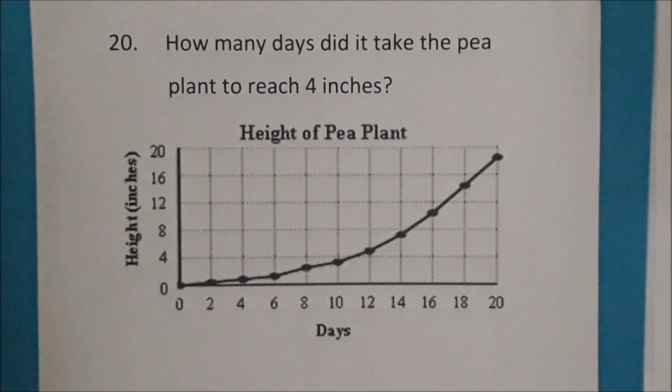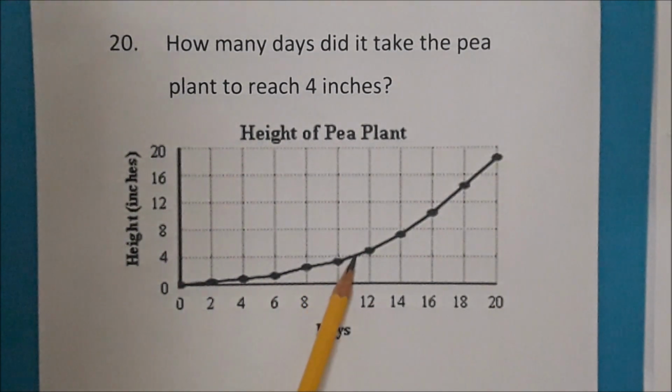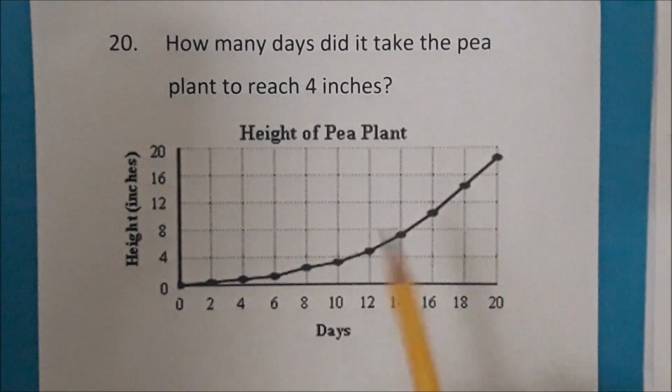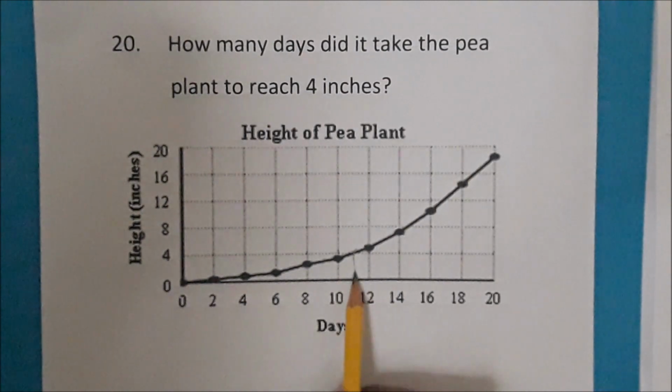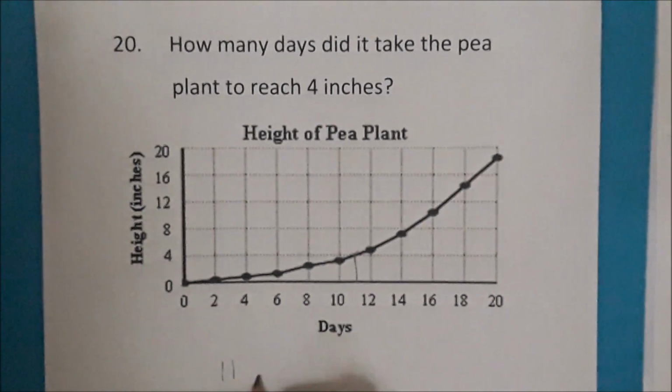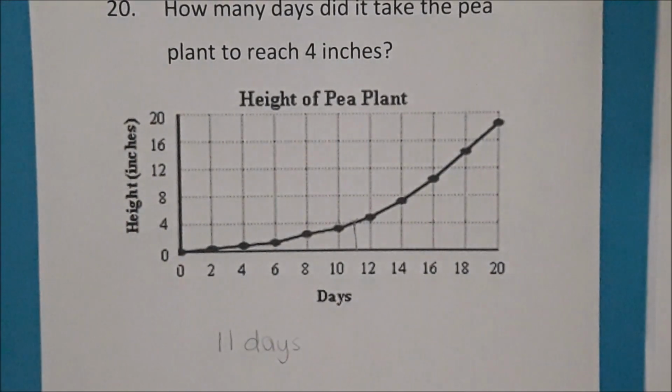How many days did it take the pea plant to reach 4 inches? Okay, so we have the height of a pea plant, and we have the days at the bottom on the horizontal axis, and the vertical axis shows the height in inches. Okay, go ahead, Precious, how would you work it? The height of the plant is 4 inches. We will move to the horizontal axis and find where this graph meets the 4 inches mark line. If we draw right here, right in the middle, between 10 and 12, this tells us that approximately it took 11 days. Very good. And it's as simple as that.